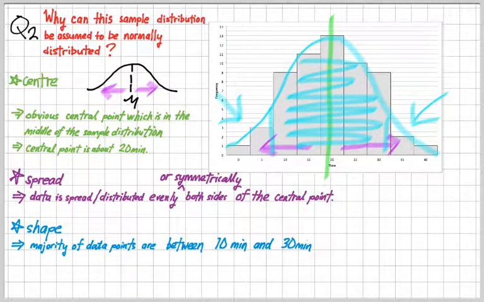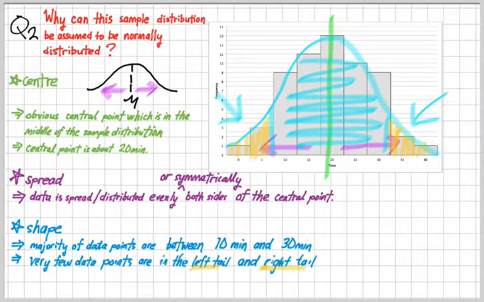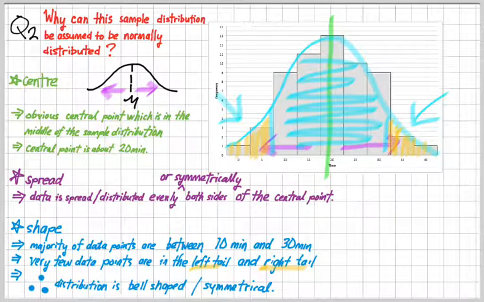So I can say the majority of the data points are between 10 and 30 minutes, or in that central portion. Okay, and I can say that very few of the data points are in the left tail and the right tail. Now these are characteristics of a normal distribution. So these two things here, the fact that the majority of the data points are in between 10 and 30 minutes, and very few data points in the left and right tail, will tell me that the distribution is bell-shaped or symmetrical. And that's the observation we noted before.